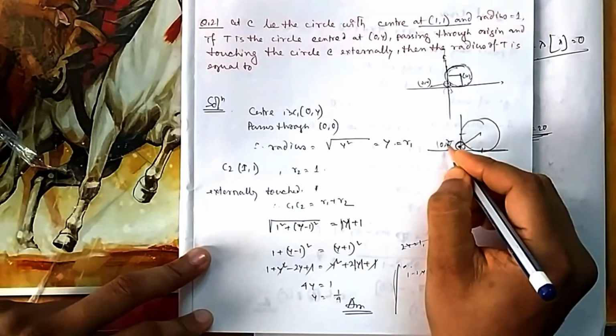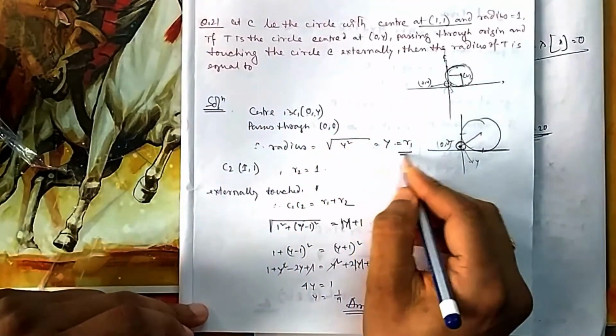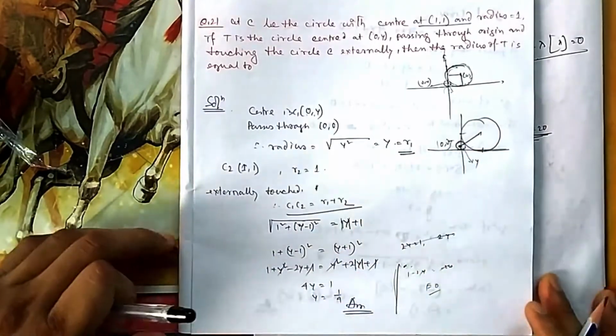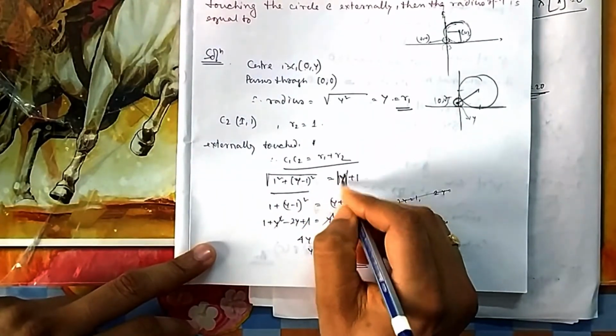Radius is y only, or h or k, whatever. You can take 0 comma k also. So its radius is k only. So you know this radius, two centers you know. So C1C2 should be equal to R1 plus R2. So this is C1C2, and this R1, I always told you, you take it as mod.